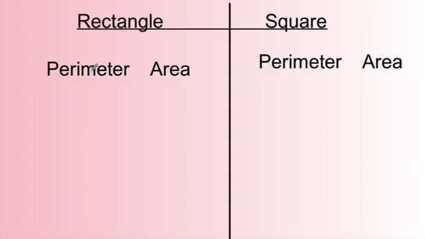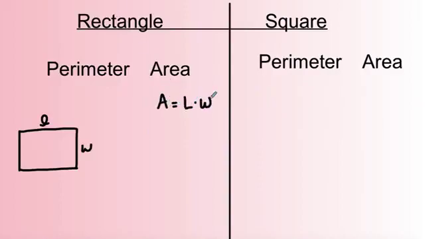Now, a rectangle. Okay, so a rectangle is a 4-sided figure, and it has a length and width, okay? So if I want to find the area of a rectangle, again, everything inside the figure, I would be doing area equals length times width, okay?